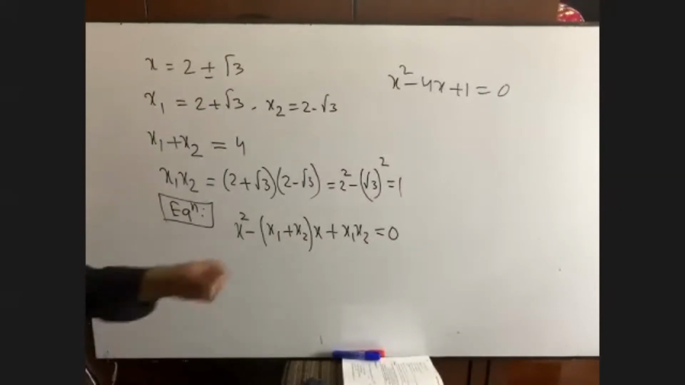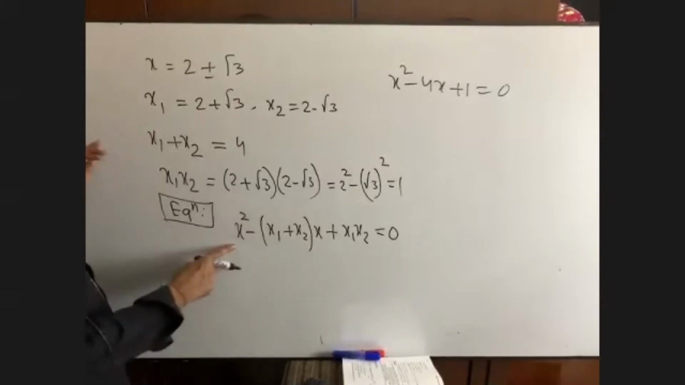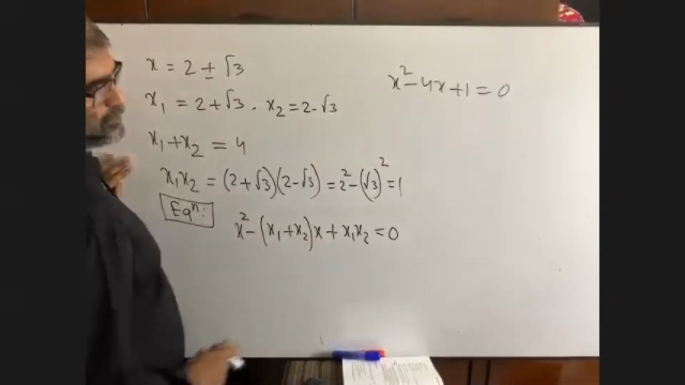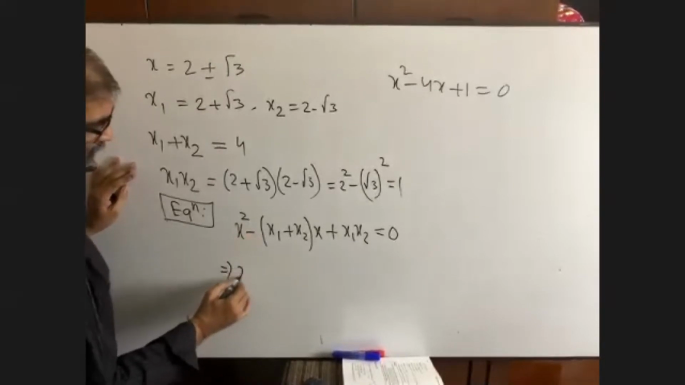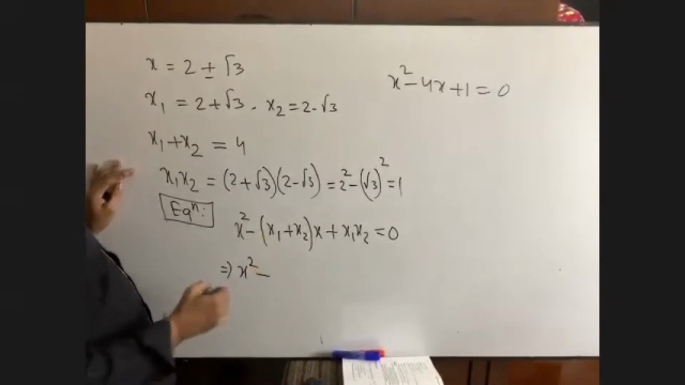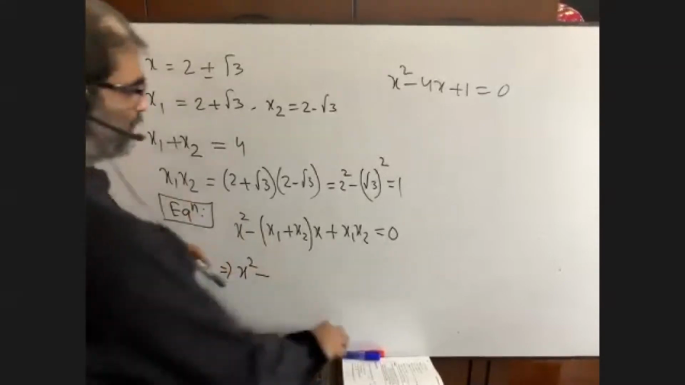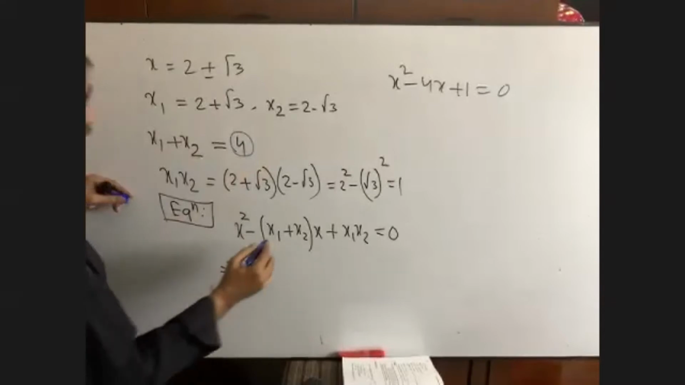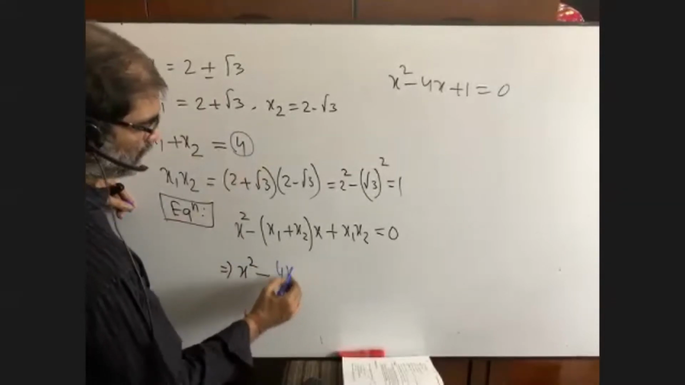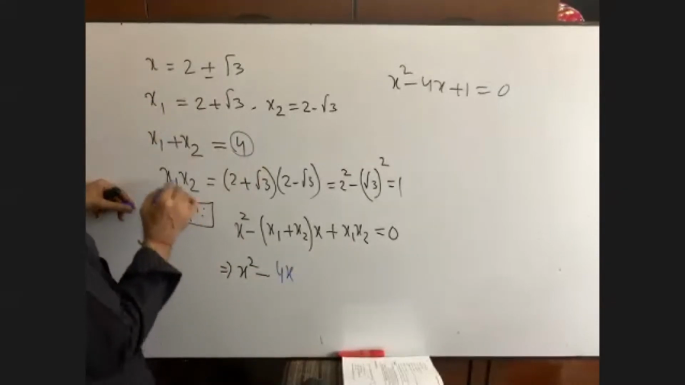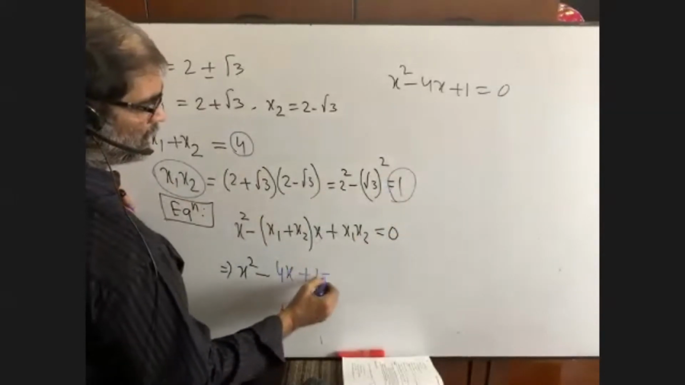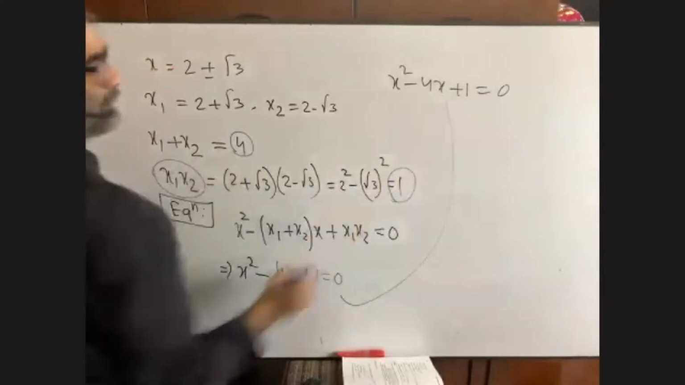x1, x2 are the roots. So what is the formula? x square minus sum of the roots into x plus product of the roots. So please put the values. What is the sum of the roots here in this question? Sum of the roots is 4, so we can write 4x. What is the product of the roots x1, x2? It is 1.